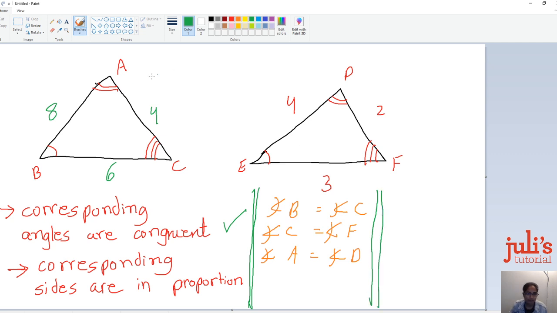Now, are the ratios, are the corresponding sides in proportion? Let's see. Are they? So we have AB over DE is the same thing.